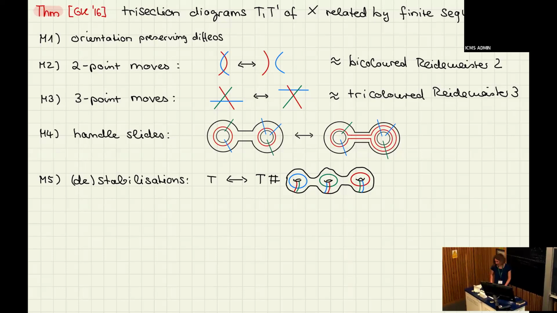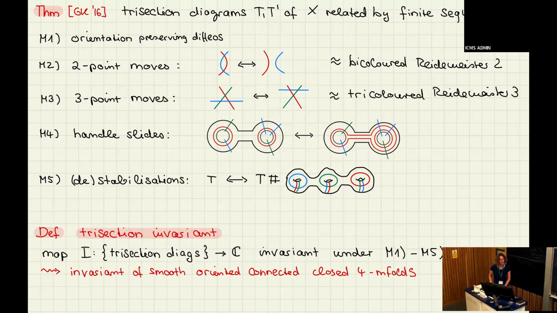And the idea is then, if you know these moves, then you can define a trisection invariant in roughly the same way that you can define a knot invariant by invariants under moves of knot diagrams. So you can say a trisection invariant is simply a map from the set of trisection diagrams to the complex numbers that is invariant under the moves M1 to M5. And that means if you have a trisection invariant, then you have an invariant of smooth oriented connected 4-manifolds.